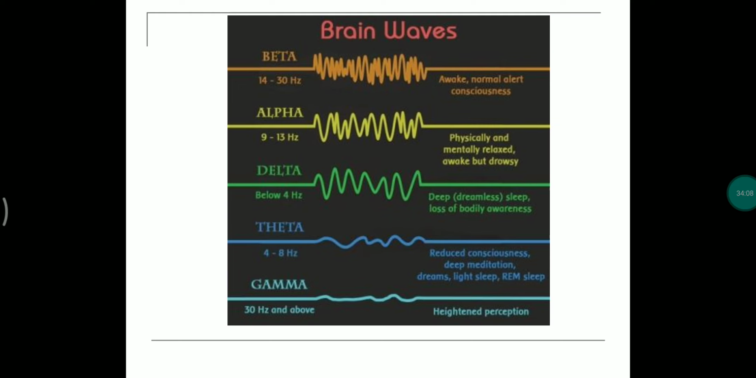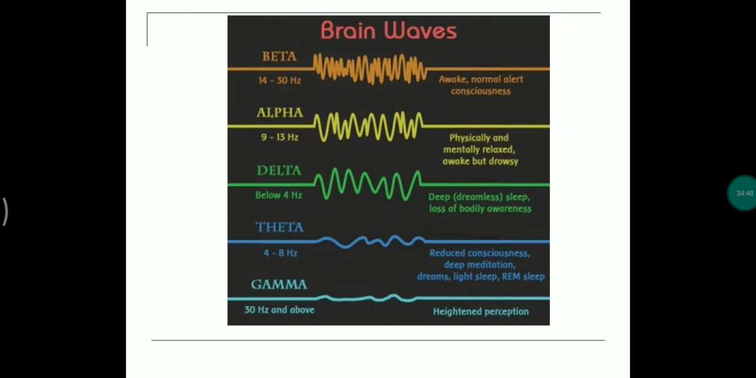Delta waves are below 4 hertz and are present in deep sleep, and they are usually absent during the awakened state. Theta waves come during reduced consciousness or deep meditation, where we see dreams, light sleep, and rapid eye movement sleep, REM sleep. Gamma waves are 30 hertz and above. They are the highest waves, which are present during heightened perception.